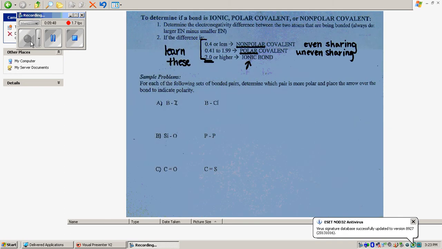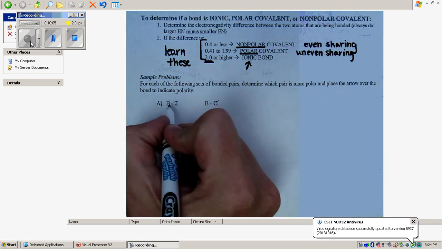You're going to be looking at individual bonds. I've shown them as lines here instead of 2 electrons, but it's the same thing. So it's asking you to decide, is this bond right here between these 2 atoms polar or non-polar? So what you're going to do is look up your electronegativities. You might have to flip back and forth a little bit. You'll start with this one.